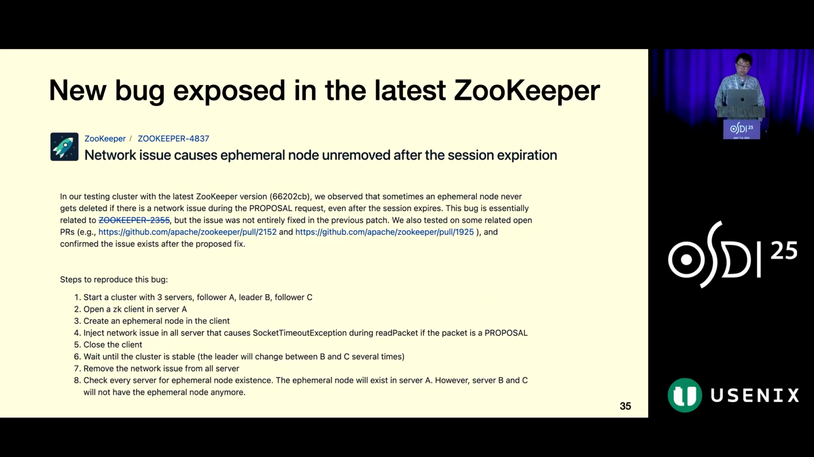T2C even exposed a new bug in the latest Zookeeper. Essentially, under network faults, we found that sometimes nodes show inconsistency between different nodes. And T2C provided traces to help locate the root cause. We have reported this bug to the developers.